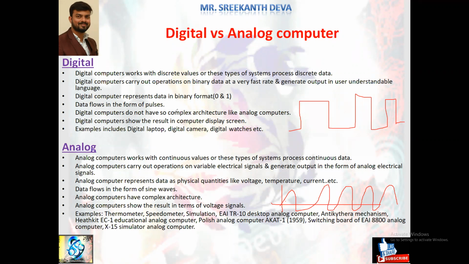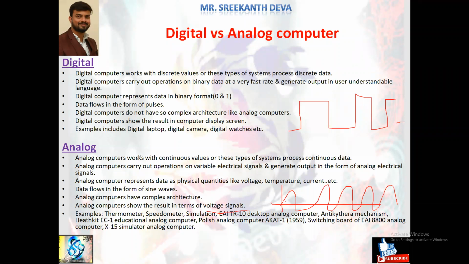Next, digital computers do not have such complex architectures as analog computers, but analog computers have complex architecture. A digital computer shows the result on a computer display screen or monitor. Various monitors are there, like CRT, LCD, LED, and TFT monitors, and using those monitors we can see the output on the screen. But an analog computer shows the result in terms of voltage signals.